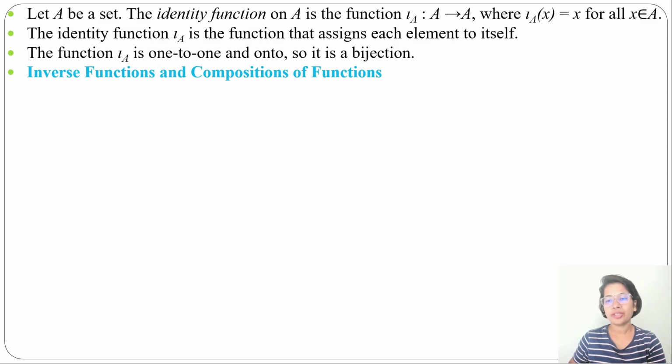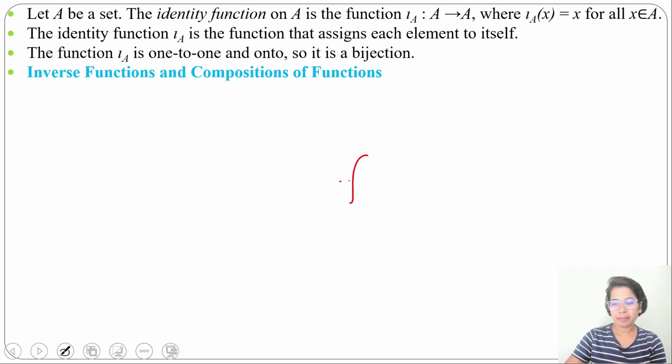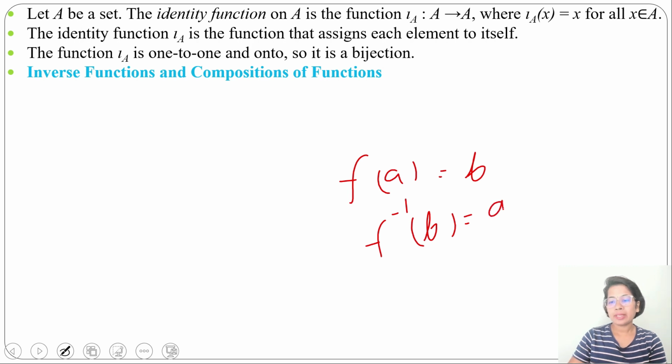Till now in function, I already discussed one-to-one function, onto function and bijection. Today I will discuss inverse function. If f of a equals b, we can say f inverse b equals a. So f is a function from set A to set B. F inverse is a function from set B to set A.